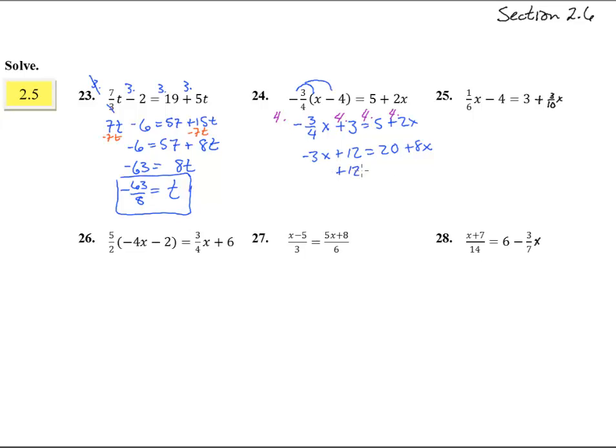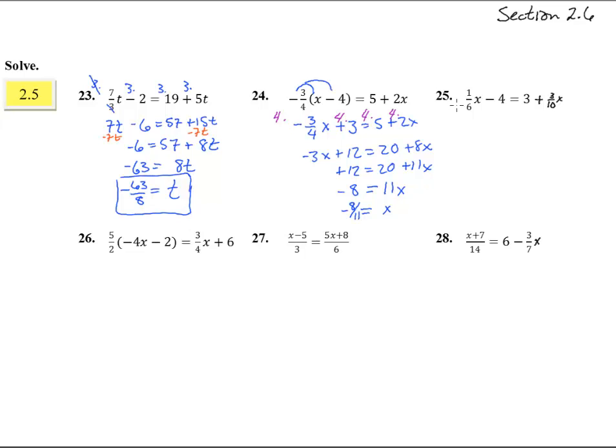So that one's gone. And over here we get an 11x. So we added 3x and added 3x, and that guy went away. So now the x's are together. We can subtract the 20. Get 11x equals negative 8, and then divide both sides by 11. Negative 8 elevenths.